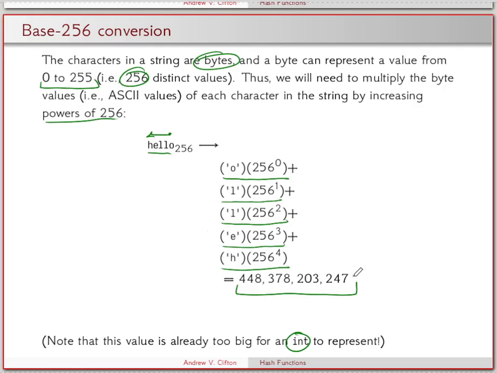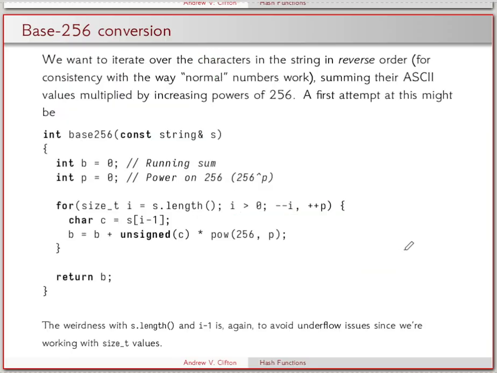But the point is there is a way to take this number here and turn it back into the original string. Each string uniquely maps to a number, and then each number uniquely maps back to a string. We're iterating over the characters in reverse order here, and then summing up their ASCII values here.